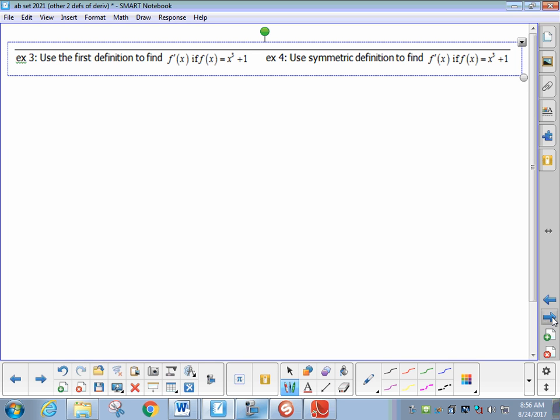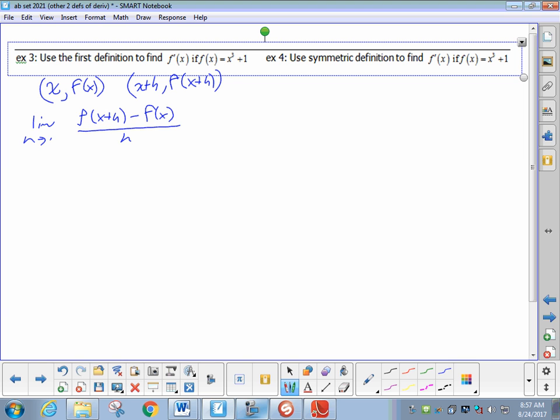Okay, let's see. Number 3. What are the points? x and f of x. And if it's the first definition, what's the other point? x plus h, f of x plus h. What's the difference quotient? Over h. What's the limit? h goes to 0. Beautiful. Okay, so that is the definition of the derivative.